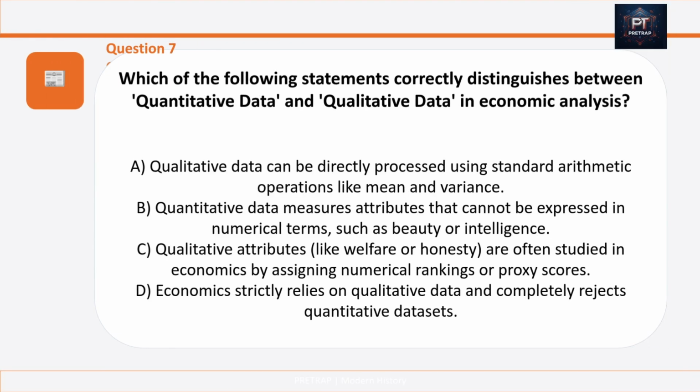Question number 7 is, which of the following statements correctly distinguishes between quantitative data and qualitative data in economic analysis? Option A, qualitative data can be directly processed using standard arithmetic operations like mean and variance. Option B, quantitative data measures attributes that cannot be expressed in numerical terms such as beauty or intelligence. Option C, qualitative attributes like welfare or honesty are often studied in economics by assigning numerical rankings or proxy scores.